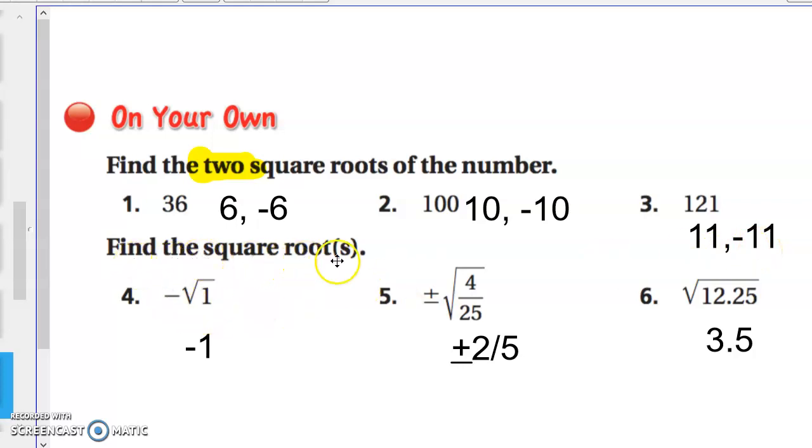All right, now it says find the square root or roots depending on the symbol they have in front of it. So the negative square root of 1 would be negative 1. The positive or negative square root of 4 25ths. Well, both of these are perfect squares. So square root of 4 would be 2, and the square root of 25 would be 5. So it would be plus or minus 2/5. And then the last one wants the positive square root, and the positive square root of 12.25 is 3.5.